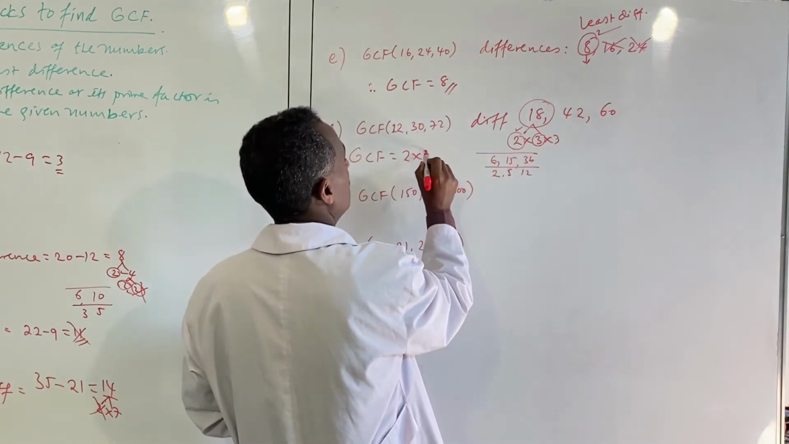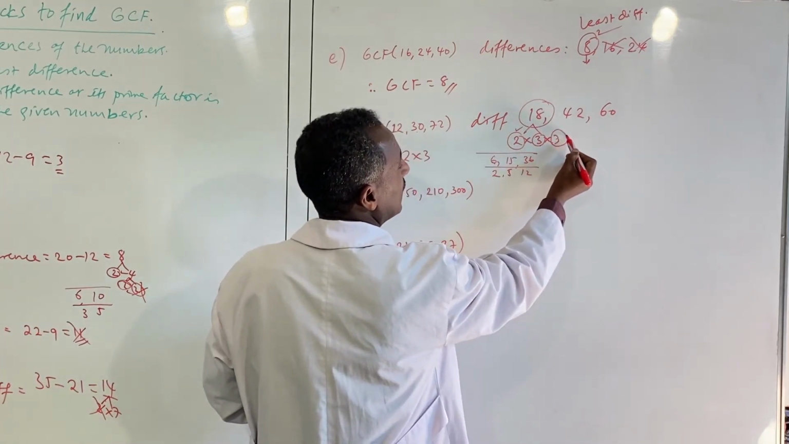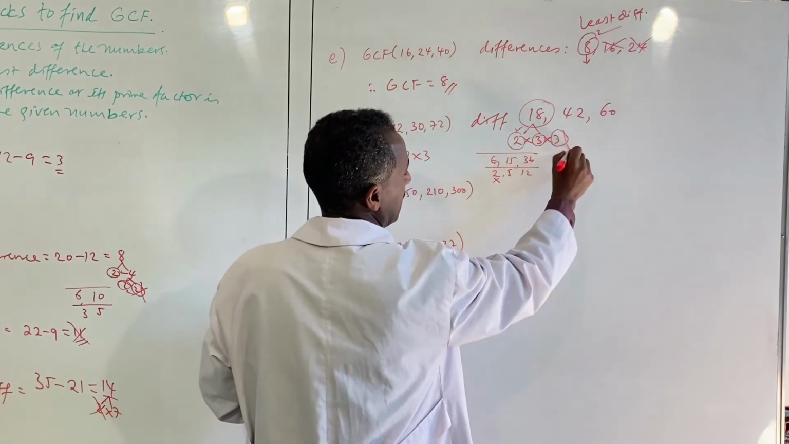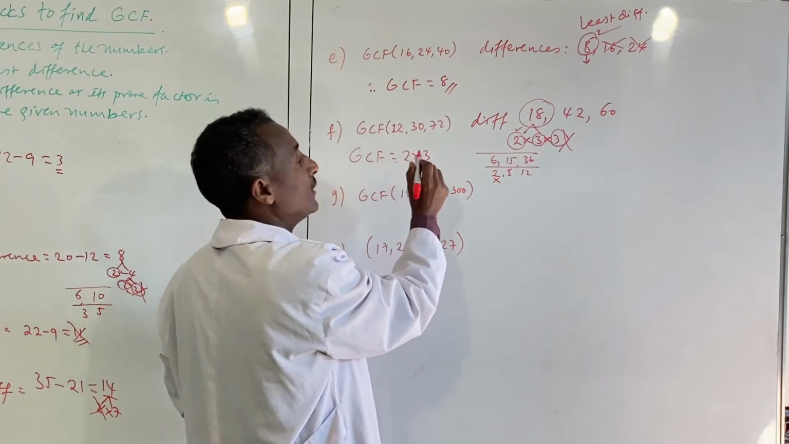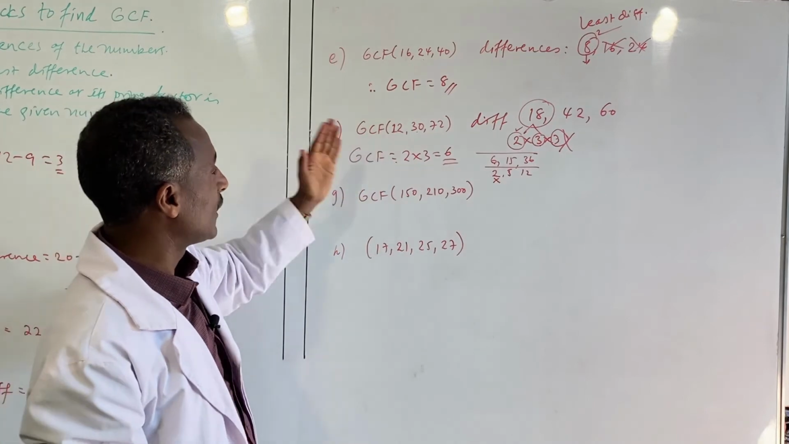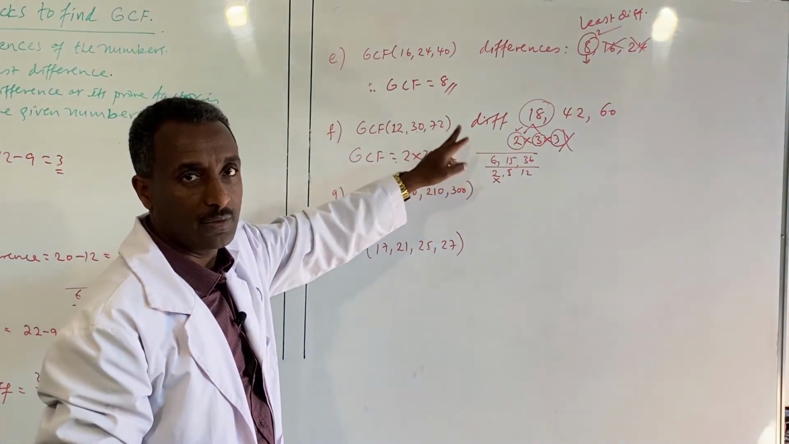So, it comes here. Okay, let us see if the last common factor here, 3, divides this one. It does not divide this one. So, we don't accept this one. So, the only GCF is what? 2 times 3, which is 6. So, the GCF of 12, 30, and 72 is 6. Okay.